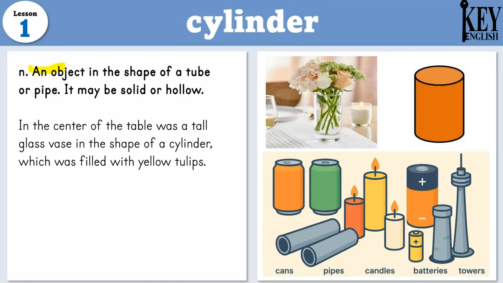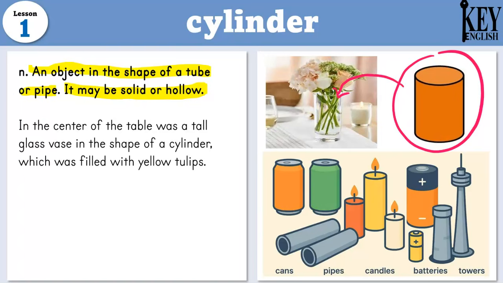And cylinder is an object in the shape of a tube or pipe. It may be solid or hollow. So any object that is shaped like this one here is what we would call a cylinder. And the inside of that cylinder might be empty, just like a vase, or it might be full of something like a candle, which is full of wax.